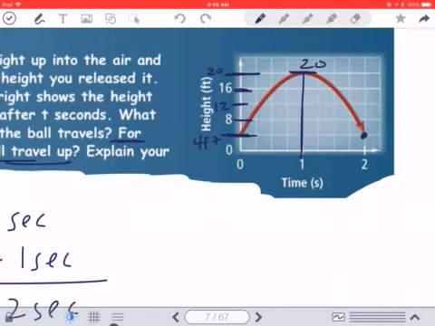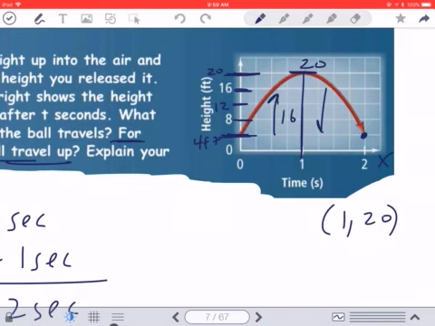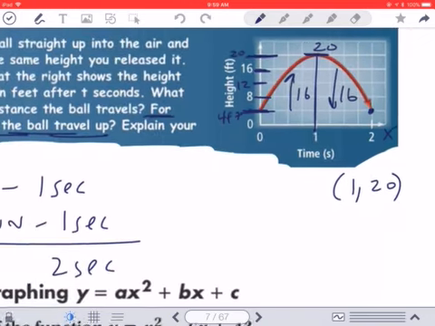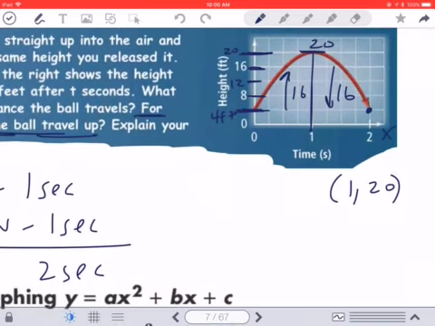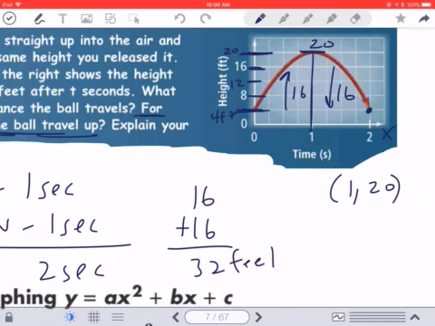So if we wanted to write that in terms of x, y, we could say x is time. So at 1 second, it's at 20 feet. Right? So it goes up from 4 feet to 20 feet. That's 16 feet on the way up. And then it goes down 16 feet. So the total distance that this travels is 16 plus 16. So it goes 32 feet because it never actually hits the ground. And this is 20 right here.